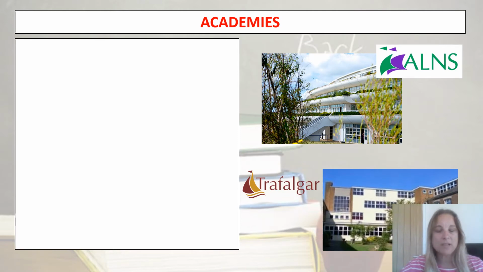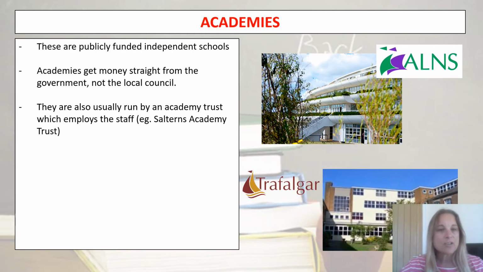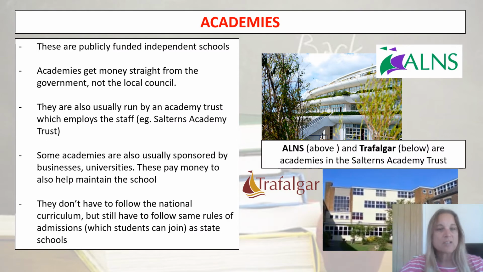Academies, so we're an academy, Trafalgar are academies. So these are publicly funded schools that are independent of government control. So they are still publicly funded. In other words, we don't charge people to go to the school, we receive our money from the government, but not from the local council, so it comes straight to us from the government. And they're run by an academy trust which employs the staff. So for example, ALNS and Trafalgar, we are part of the Sultan's Academy Trust.